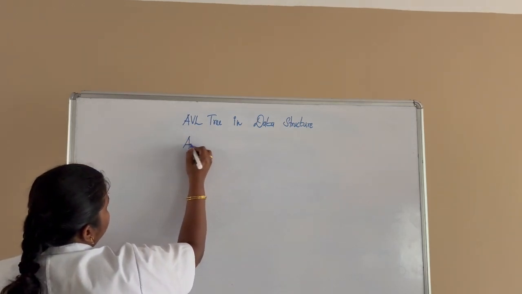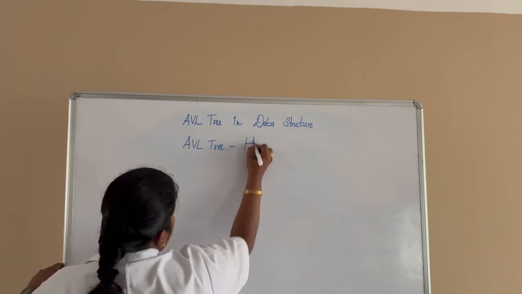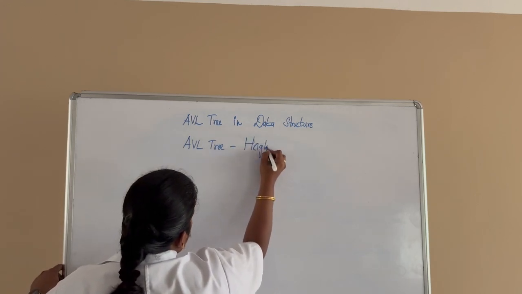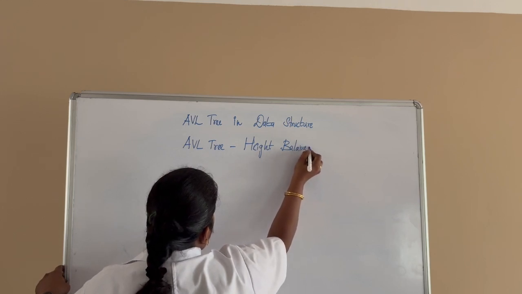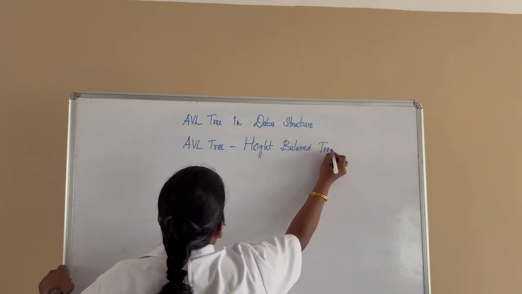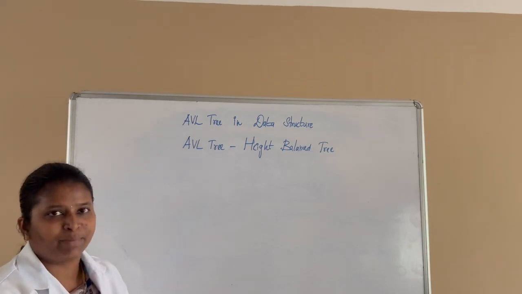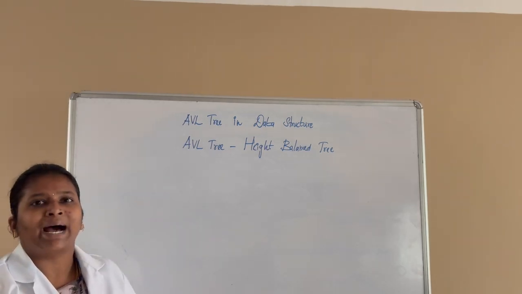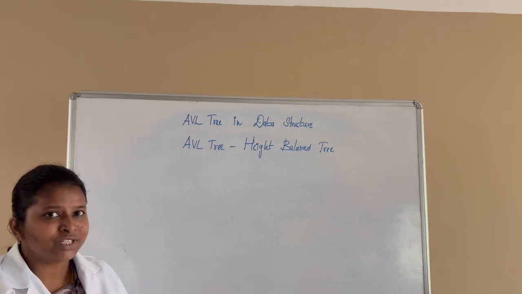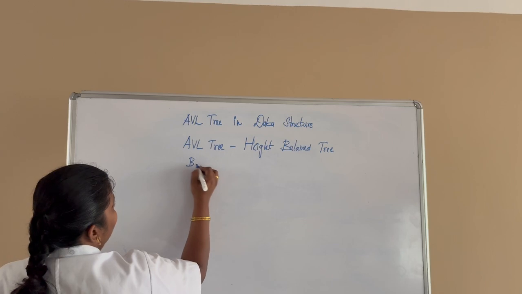AVL tree. So the AVL tree is also called a height balanced tree. This AVL tree follows the concepts of binary search tree, but the thing is we have to check the balance factor during every insertion and deletion. So how to check the balance factor?